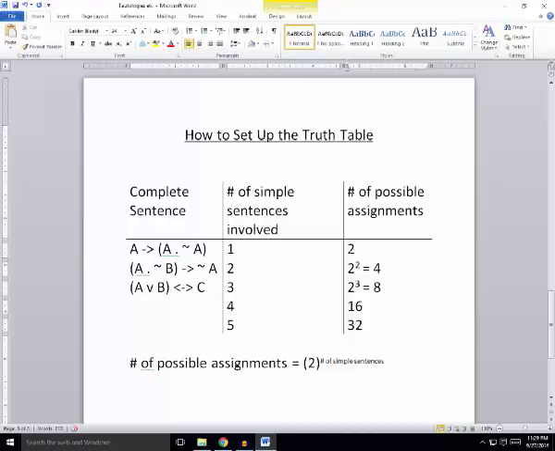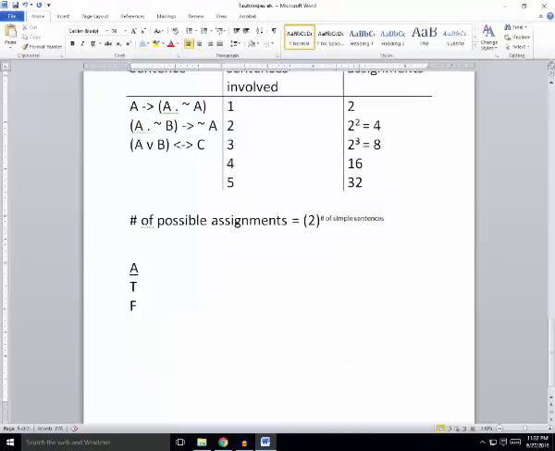So now, once you have your number of possible assignments, you still need to make sure that you list every possible assignment to the simple sentences that are involved. That's quite easy if you're just dealing with one simple sentence, because you know that there are just 2 assignments, a true and a false. But if you have more than one simple sentence, then it becomes helpful to have a systematic way of listing all the possible assignments. And it's especially helpful if you're dealing with 3, 4, or 5 simple sentences.